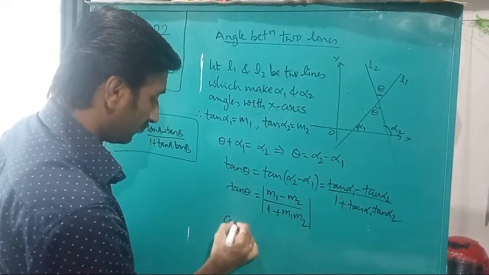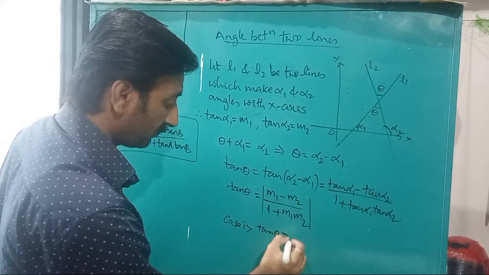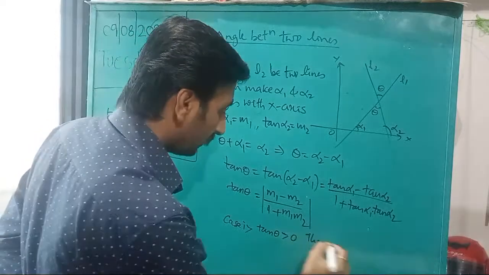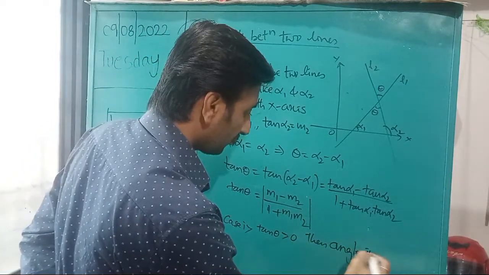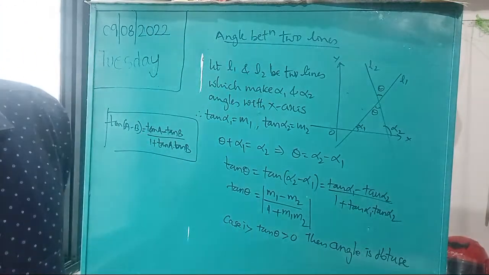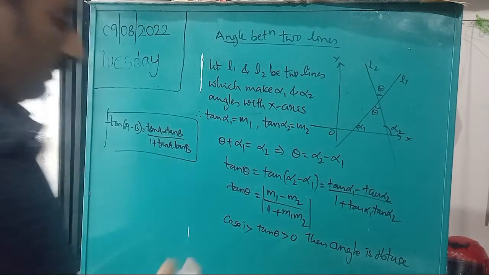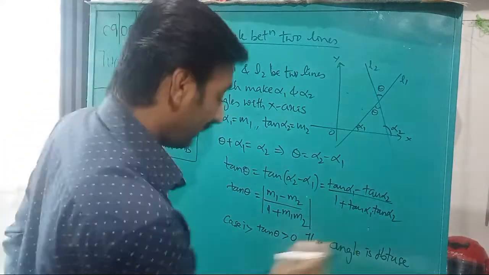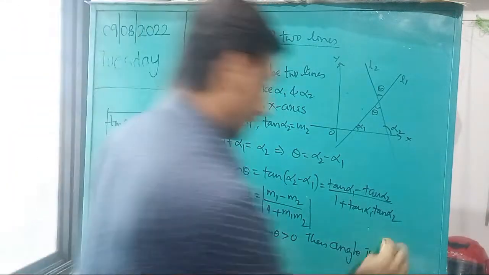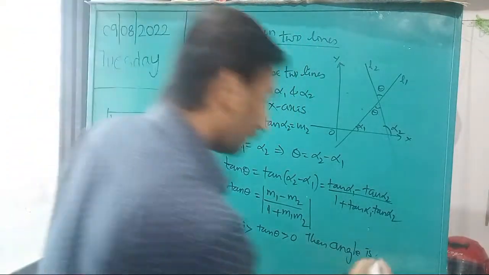Here I have two cases. One is tan theta greater than 0. If it is positive, then the angle is obtuse, then it is obtuse. Sorry, yeah, it is acute, not obtuse. It is acute angle. Sorry. ऑब्ट्यूज कैसे होता है? ऑब्ट्यूज मतलब नेगेटिव तो आना ही होगा ना, ये तो acute.